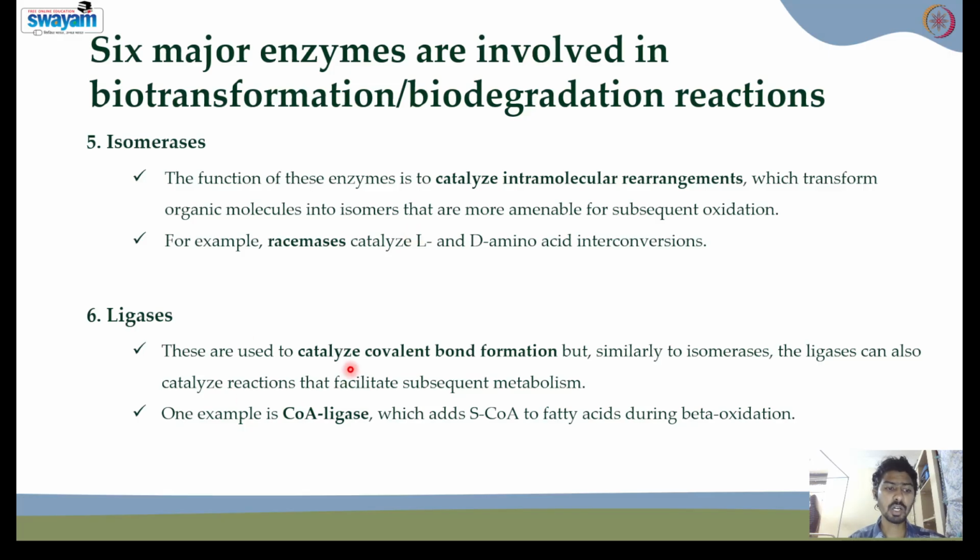Whereas the sixth and last class of enzyme is ligase, where it acts as a building bridge. That is, they form covalent bonds, which is similar to the isomerase, where it helps in arranging the structures, right? So this ligase helps in catalyzing and forming the covalent bond. These bonds prepare the molecule for further metabolism and it acts as the builder of the enzyme world. One such example is CoA ligase, which adds CoA to the fatty acid during the beta oxidation of fatty acid, where it converts into acetyl CoA.